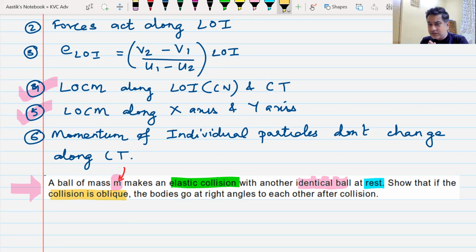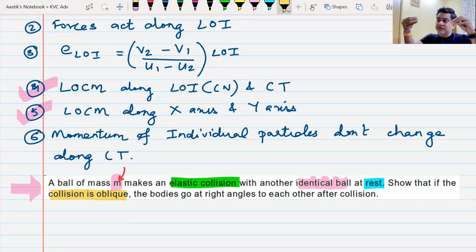If it is not an oblique collision, what will happen? The ball which is moving will stop and the ball which is at rest will move. Yes or no? In a perfectly elastic collision of two identical balls, they interchange their velocity. But if the collision is oblique, what has changed here?